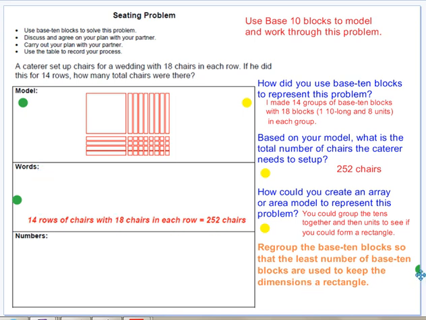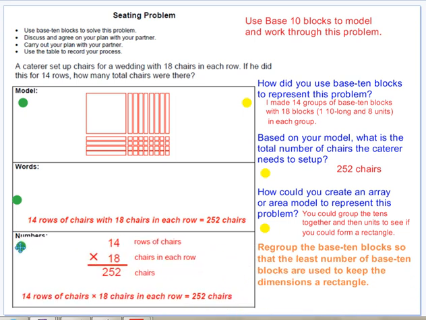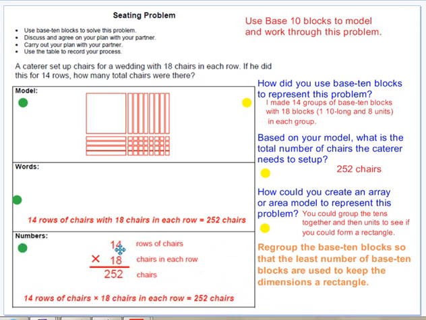Then we need to represent it in numbers. So we should have 14 rows of chairs with 18 chairs in each row for a total of 252 chairs. Okay, so this is how we're going to work out these problems. You're going to use your base 10 blocks to model it. You need to start working on developing your array or rectangle showing us rows and columns. Okay?